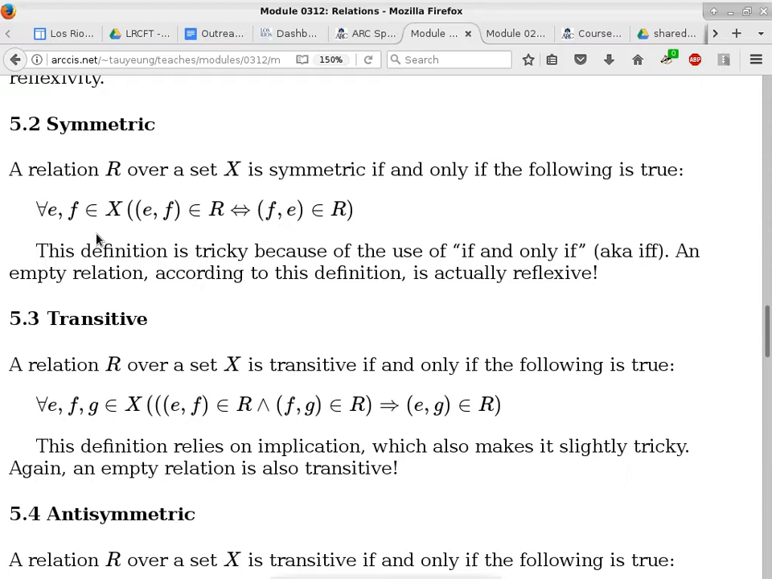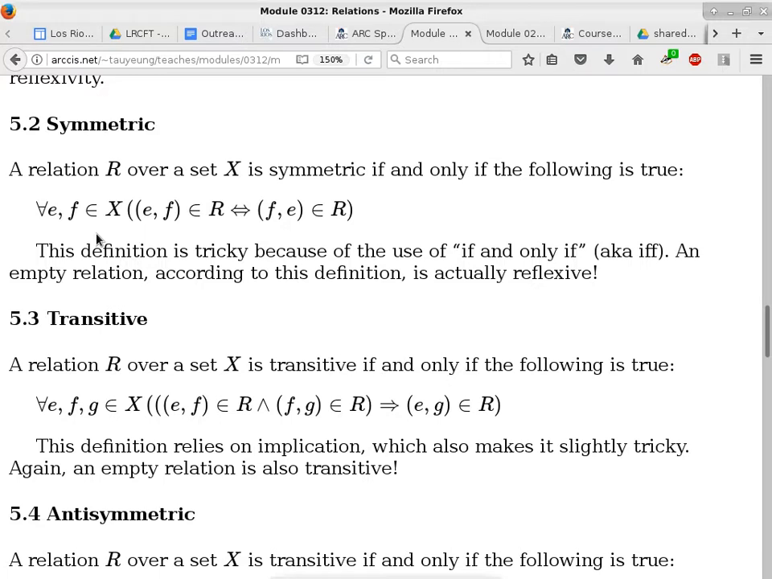If you look up the definition of symmetry, or what relations are considered symmetric, some definitions will use this and some other definitions will use something else. So there are multiple ways to express whether a relation is symmetric or not. Some people make it easier to read, so they would say E R F if and only if F R E, which means exactly the same.